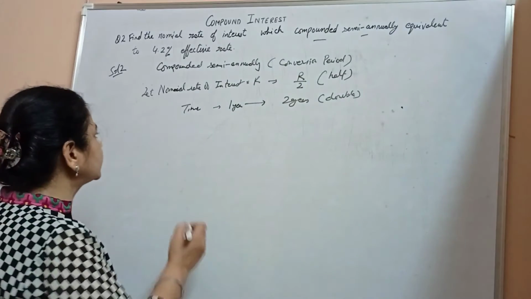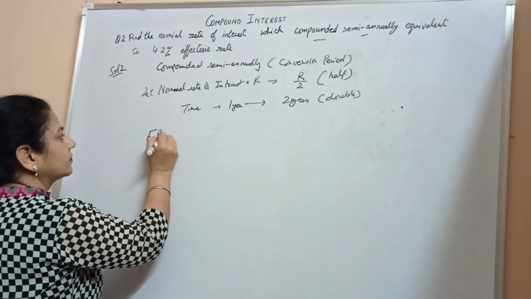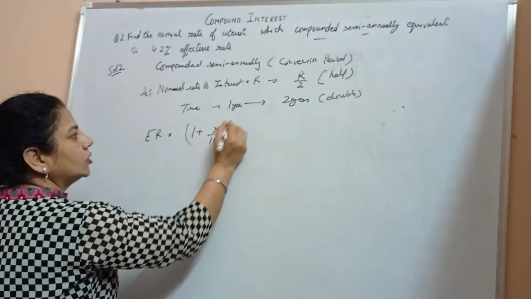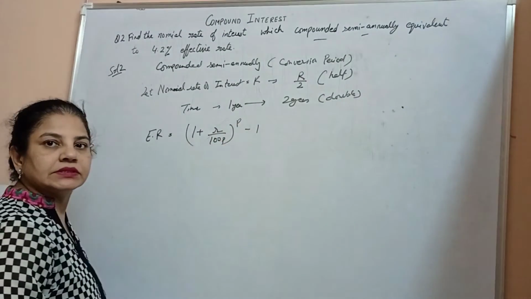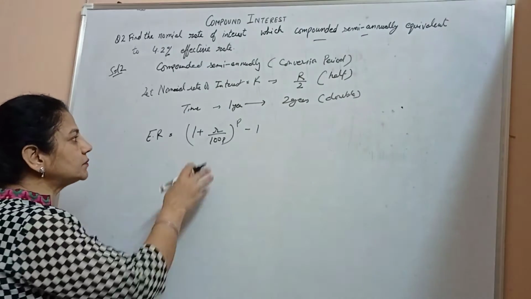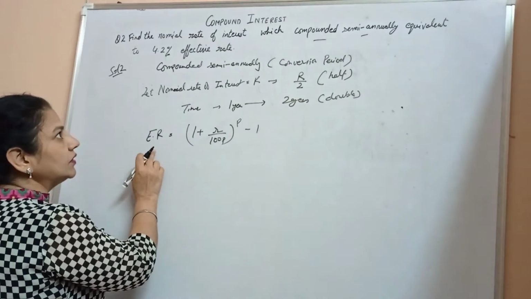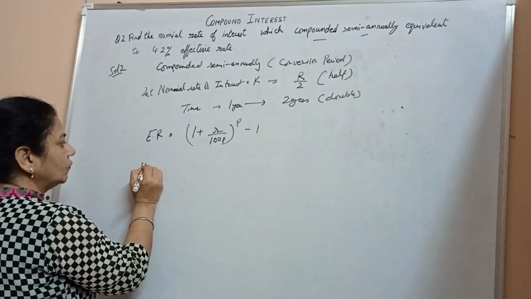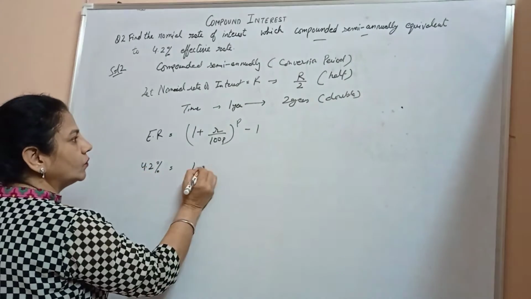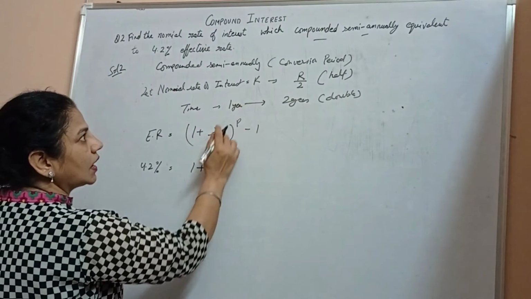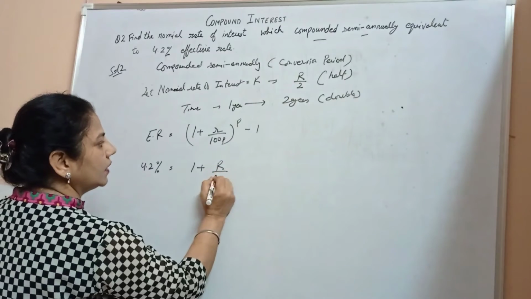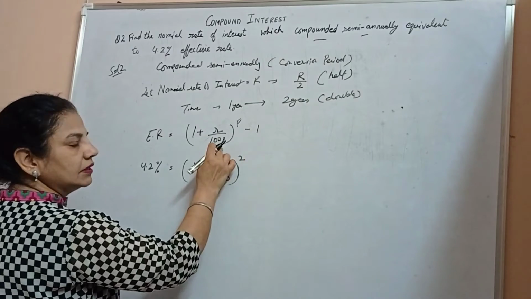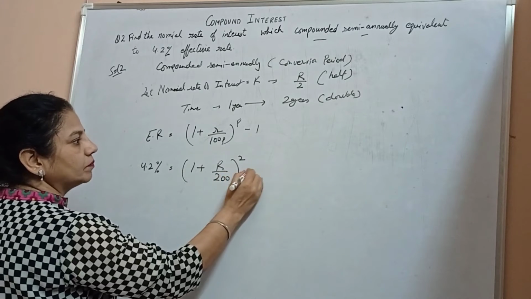Now, the effective rate of interest is given as (1 + R/(100P))^P - 1, where P is the time period. In this particular case, the effective rate of interest is given as 4.2%. So I will write 4.2% is equal to 1 plus the nominal rate of interest R by 2, so R by 200, to the power of the time period, which is 2, so instead of P I will write 2, minus 1.